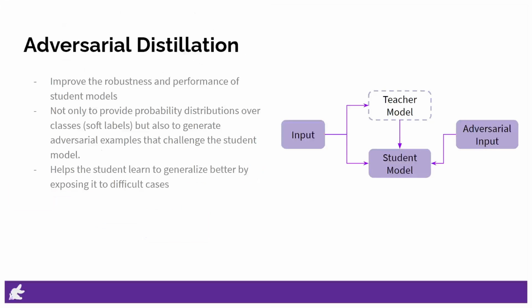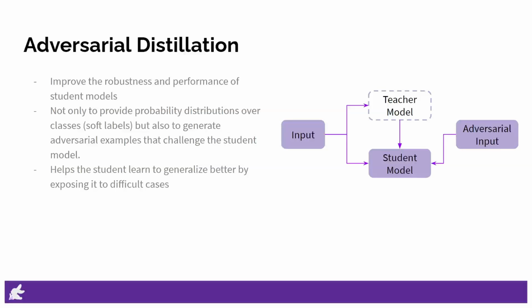Adversarial distillation leverages adversarial training techniques to improve the robustness and performance of student models. In this approach, the teacher model is trained not only to provide probability distributions over classes but also to generate adversarial examples that challenge the student model. The teacher model generates adversarial examples during training, which are then used to train the student model. This process helps the student learn to generalize better by exposing it to difficult cases that it might not encounter in the standard training set.